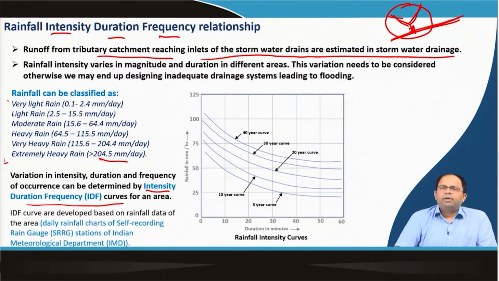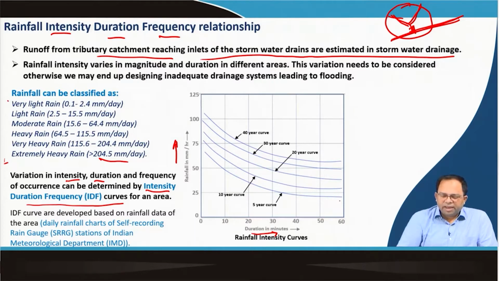So, this is the rainfall intensity curve. Rainfall intensity and duration: you can see on this side there is duration, and on this side there is rainfall intensity in millimeter per hour. So, what does this curve signify?